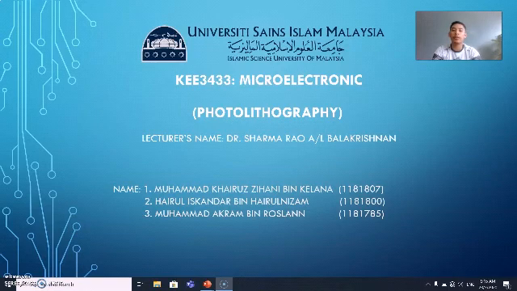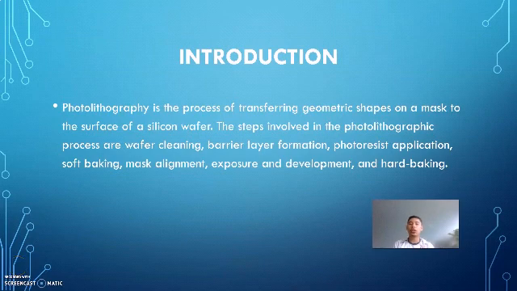Photolithography is the process of transferring geometric shape on a mask to the surface of a silicon wafer. The steps involved in the photolithography process are wafer cleaning, barrier layer formation, photoresist application, soft baking, mask alignment, exposure and development, and also hard baking. We will explain in more detail in the demo.